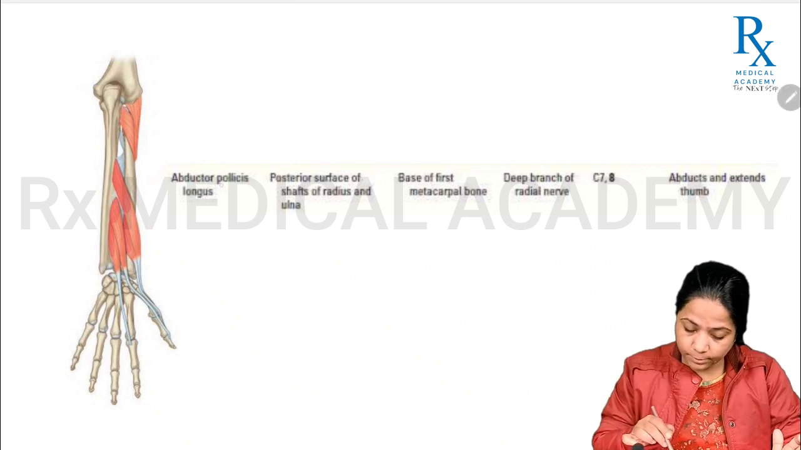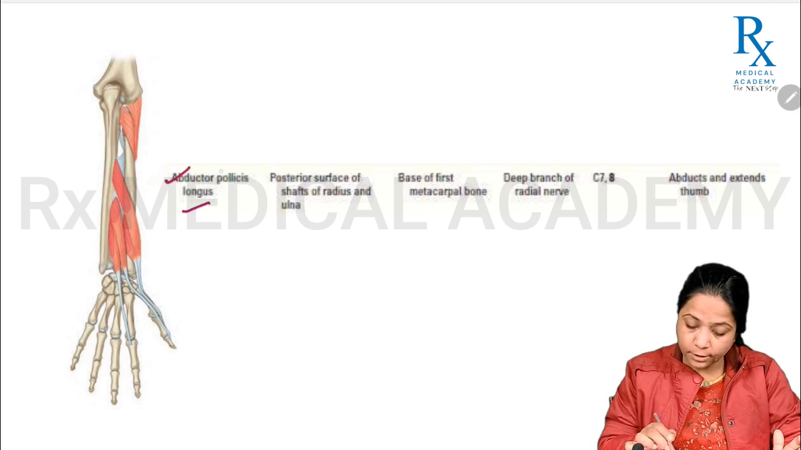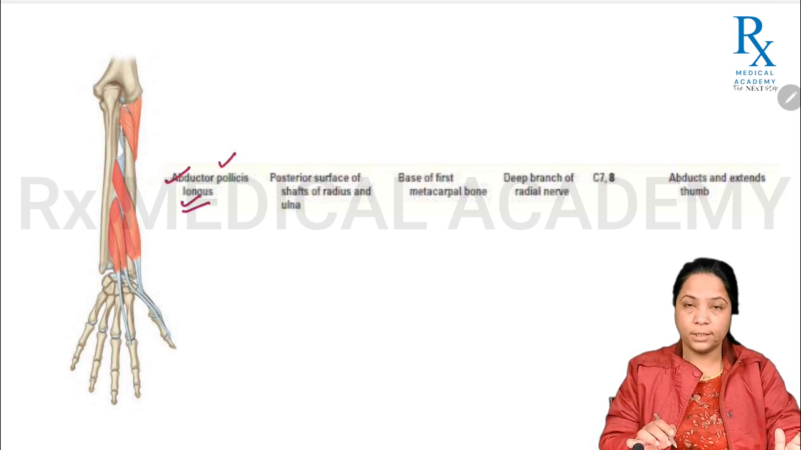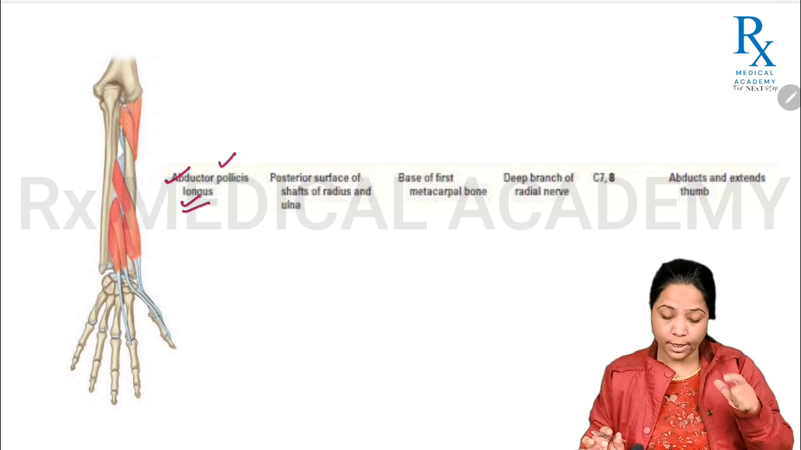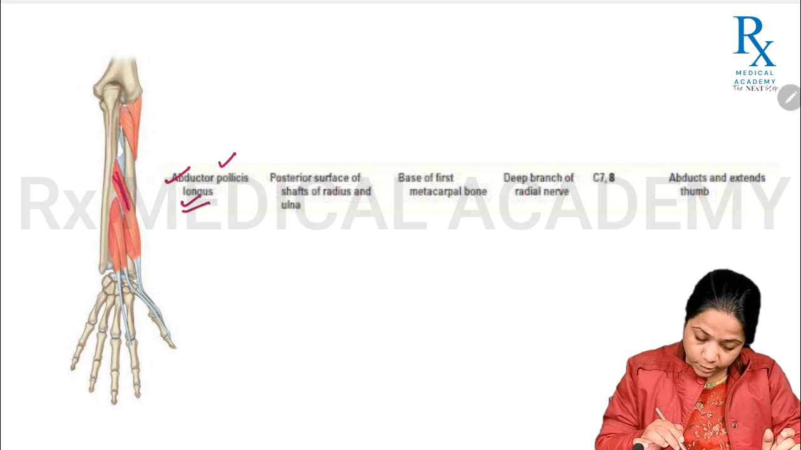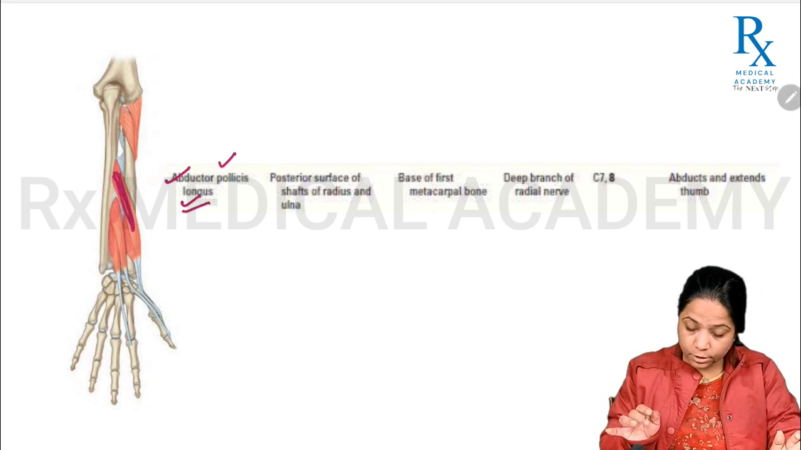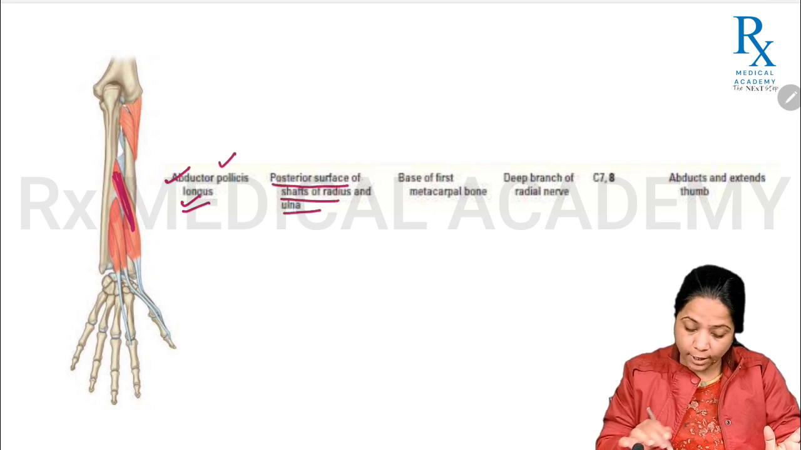Next is abductor pollicis longus muscle. So you can see here this muscle, abductor pollicis then longus, means it is going to produce abduction at the pollex, means thumb, and the size of this muscle is long. So this muscle, what you are seeing here, this is abductor pollicis longus. So it is arising from the posterior surface of the shaft of the radius.